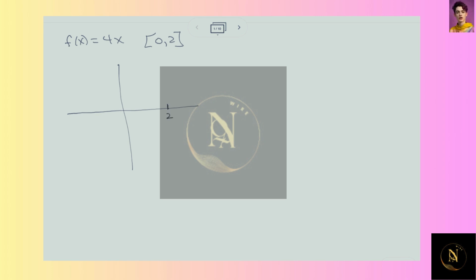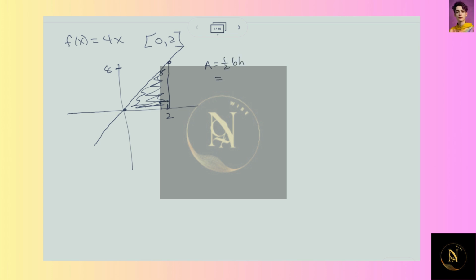I want to graph the function y equals 4 times x on the interval 0 to 2. So on the interval 0 to 2, at 0 the function is 0, at 2 the function is 8. So that's going to look like this. And if I want to find that region under the curve, then I'm just going to drop this segment. So what I'm looking for is this area, right? That exact area. So that is a triangle, and the area is half base times height.